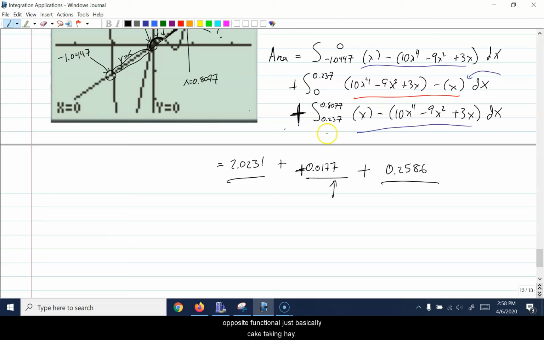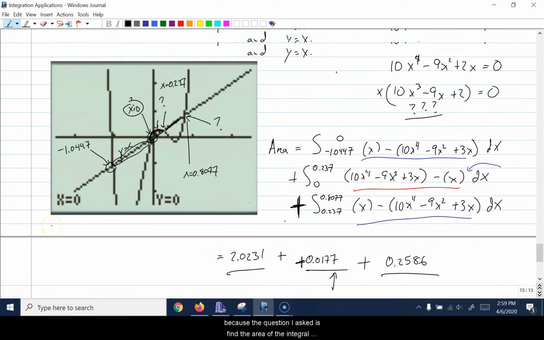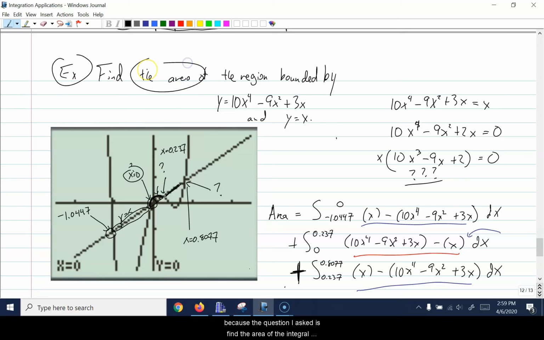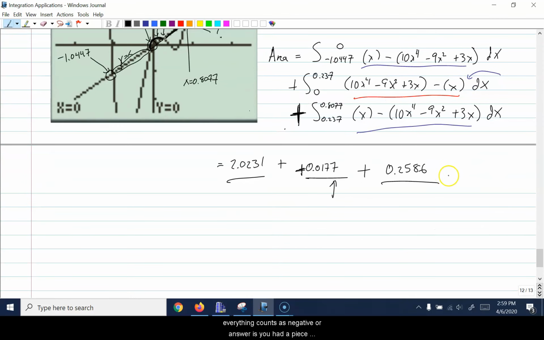So it's basically taking, hey, the thing I'm ending up with is this area, this area, this area. When I ask for the integral of this area, it's spitting out a negative, and we are manually making it positive. Because the question they asked is find the area. The integral counts stuff as negative when it's below, but when we use the word area, everything counts as positive. So our answer is you add up these 3 numbers and you get whatever you get. I don't actually care what the digits are right now. And that's the answer to that one.